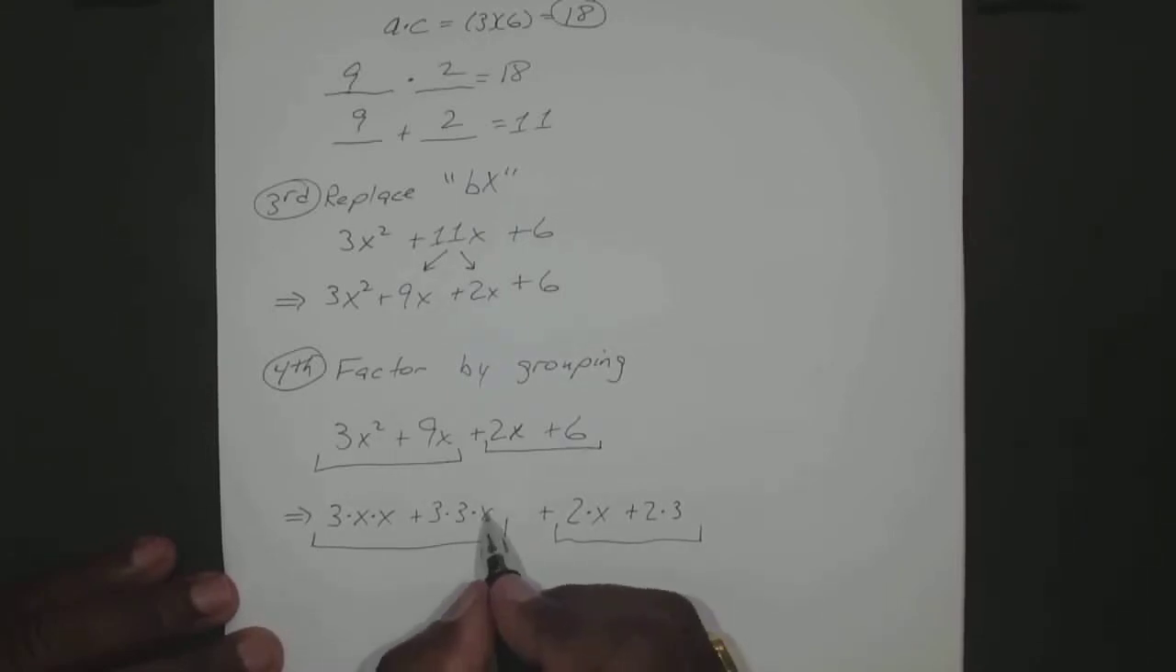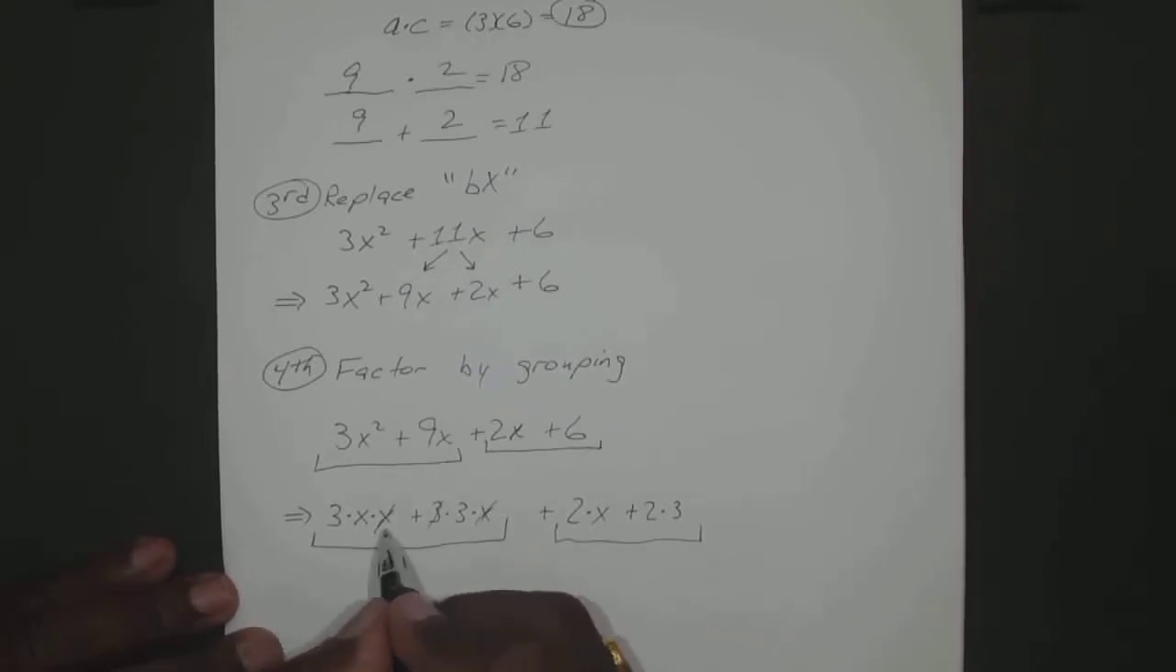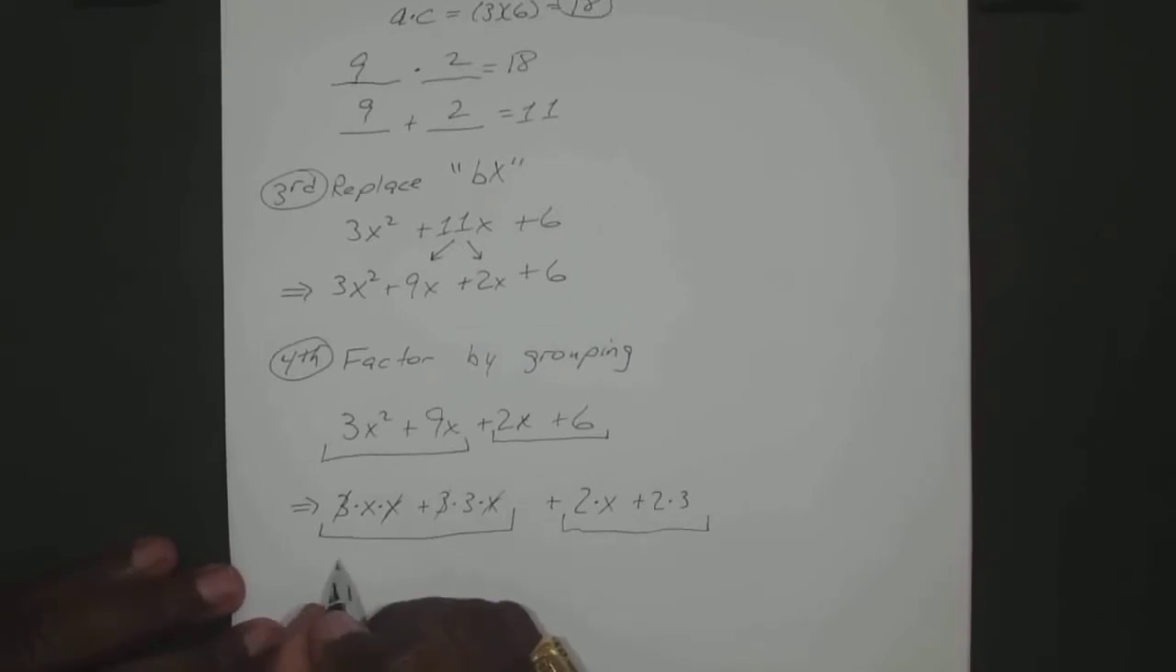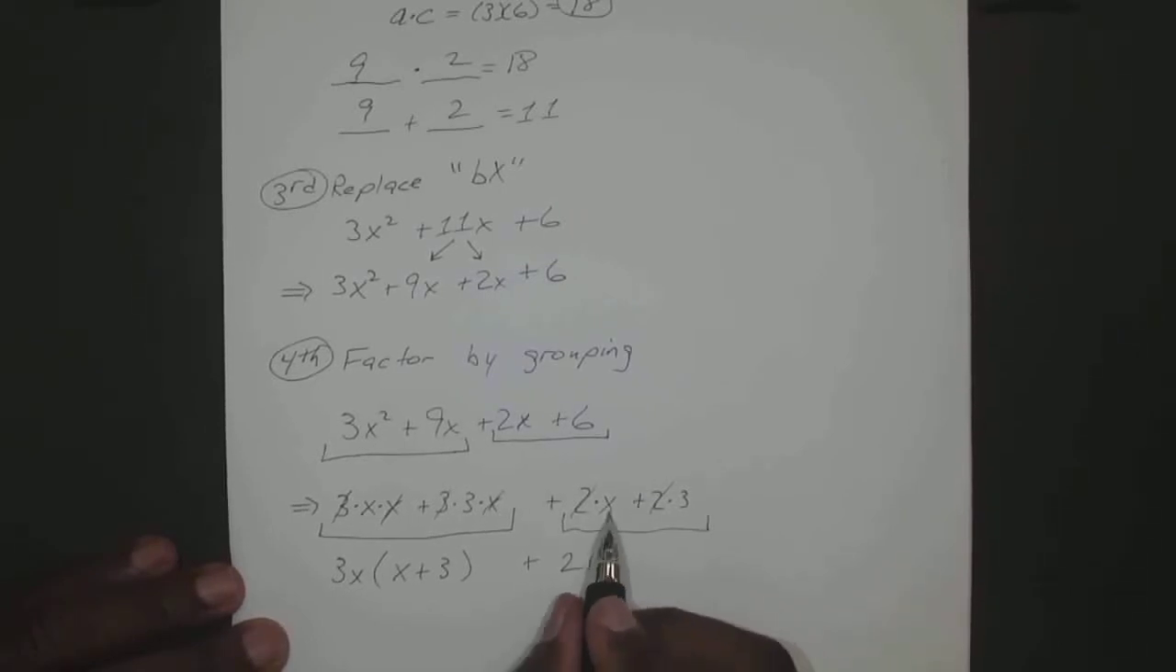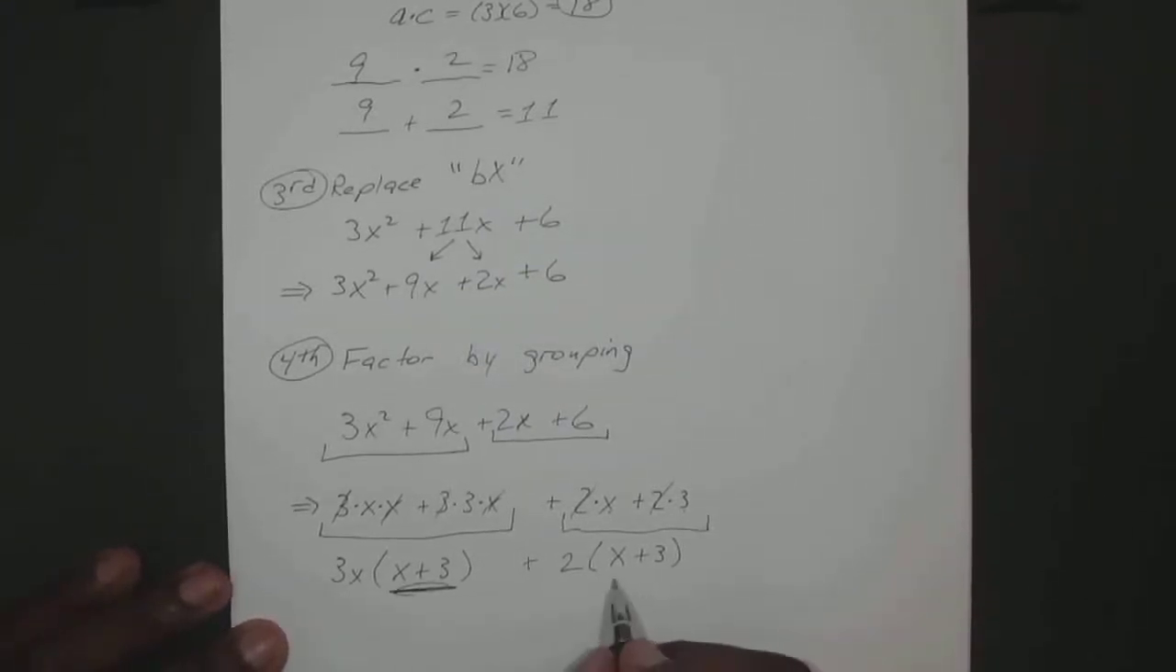Okay, so we know in this first one, we can factor a 3 and an x out of both of those, and the only thing left is x plus 3. For the next one, we know we can factor a 2 out of both of those, and again, the only thing left is an x plus 3. Which is just what we wanted, because those two match. So since they match, we can just go ahead and factor them right on out.